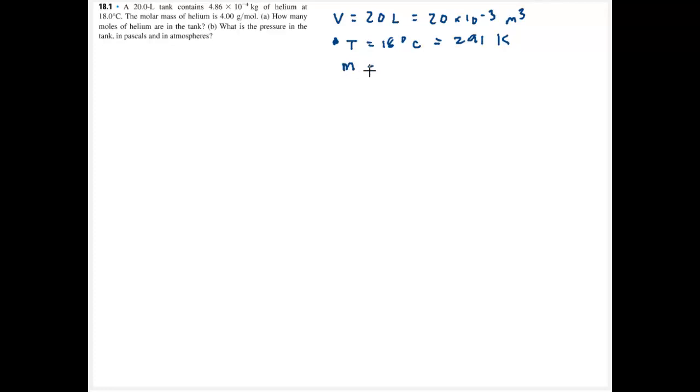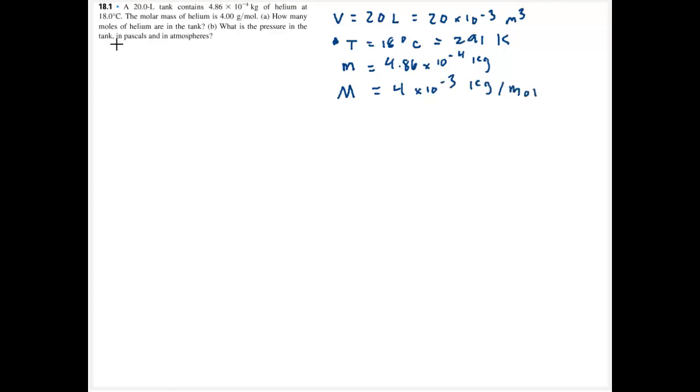The mass of the helium that's going to be in the tank is going to be 4.86 times 10 to the minus 4th kilograms. And lastly, we're told what the molar mass of helium is going to be, 4 grams per mole, so 4 times 10 to the minus 3 kilograms per mole.